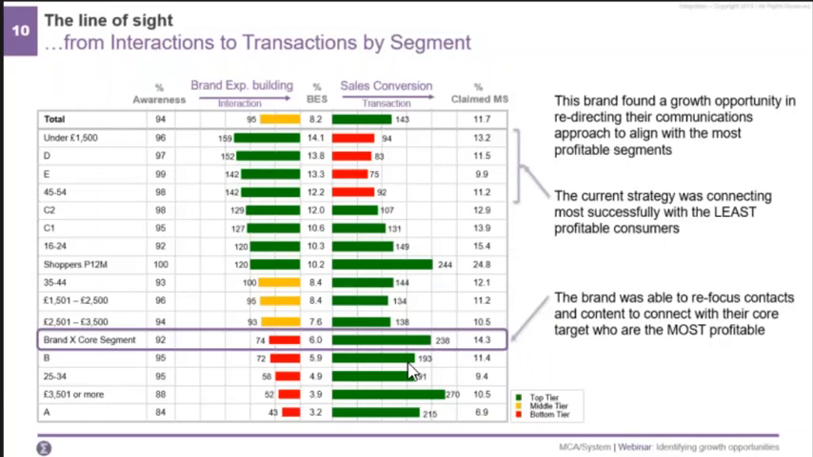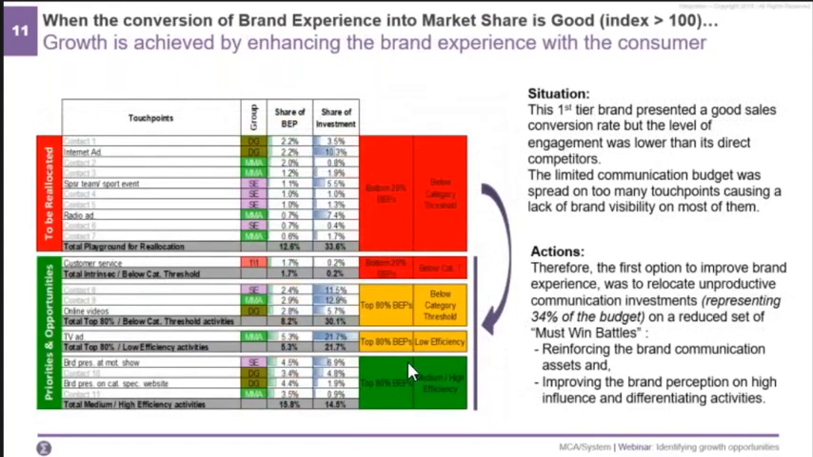Now that's a growth opportunity, because if you can re-engineer your communications in order to actually connect successfully with that group, then you are much more likely to turn that into profitable sales. And the toolkit allows you to do that. So this is for a different example, but the principle is exactly the same.